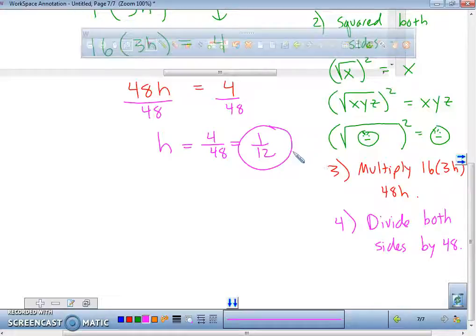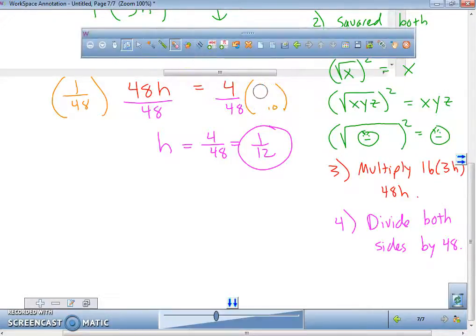Okay? Now, we divided both sides by 48. What could you have also done? If you wanted to, you could have multiplied both sides by 1 over 48, known as its inverse. So you could have also done that, and you would have gotten the same answer.